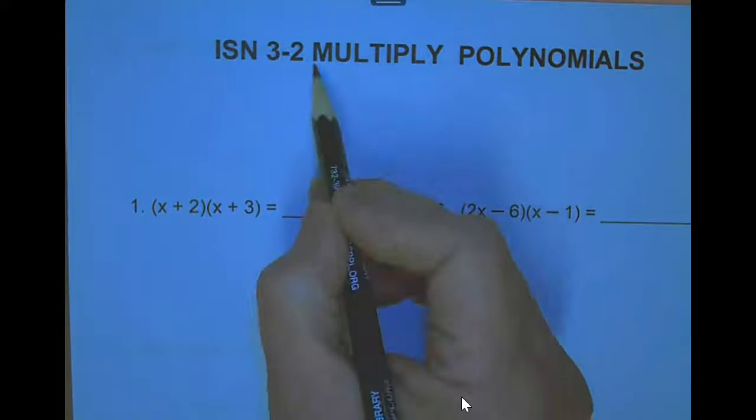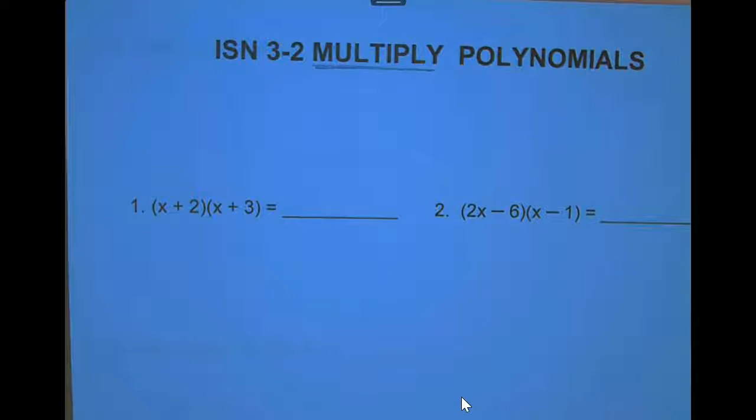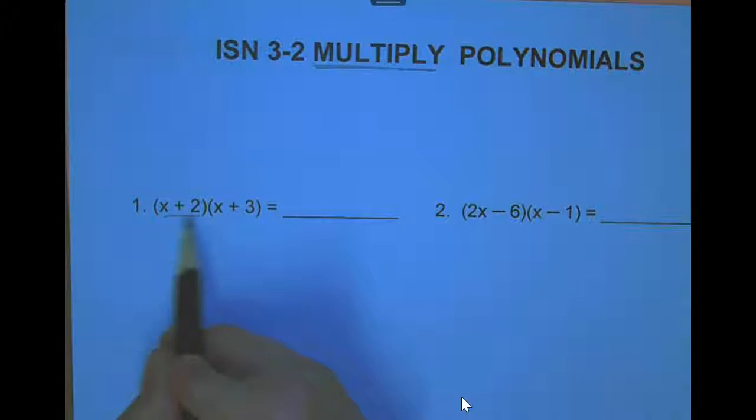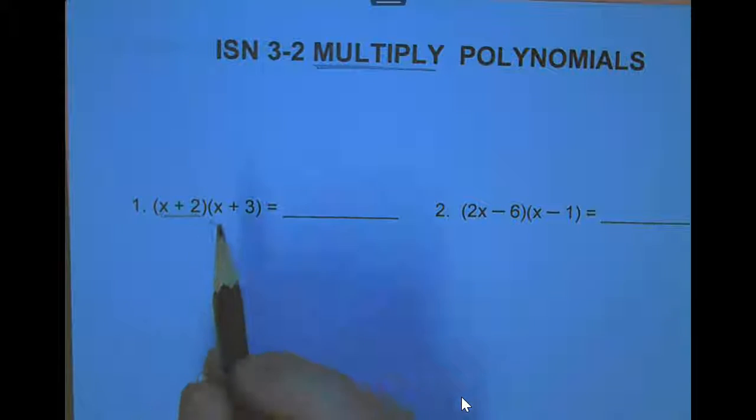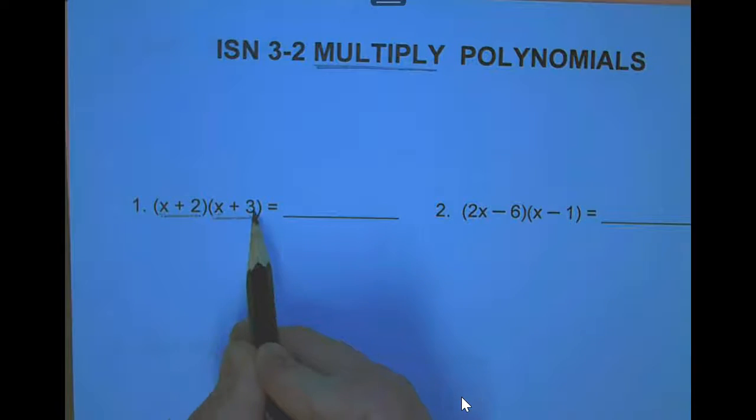As you can see, what we're going to be doing is multiplying polynomials. Did you learn yesterday what a polynomial is? Okay. More than one term. This is a polynomial. What kind of polynomial is it if it has two parts? This is a binomial, and this one has two parts, so it's a binomial.